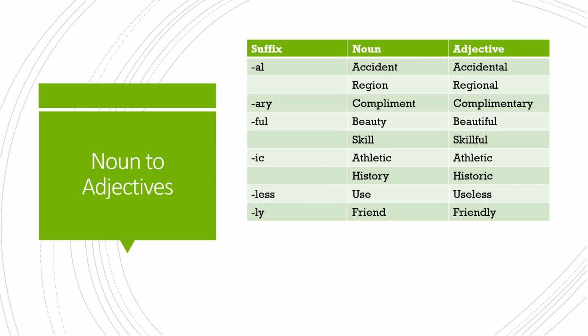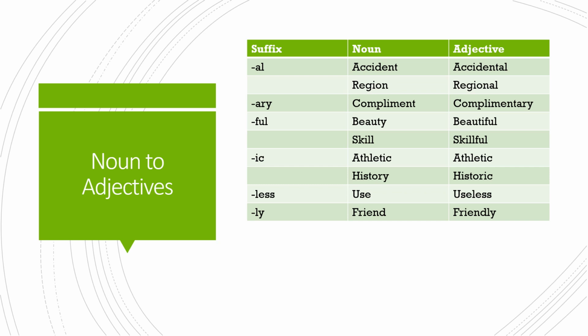Okay, here is another rule through which you can make adjectives from certain nouns. If you see the middle column, there is a list of nouns: accident, region, compliment, beauty, skill, athlete. These all are nouns. If you add some suffixes to them, they will become adjectives. For example, accident, accidental; region, regional; compliment, complimentary; beauty, beautiful; skill, skillful; history, historic; use, useless; friend, friendly. So this is how you can make adjectives from certain nouns by adding suffixes.